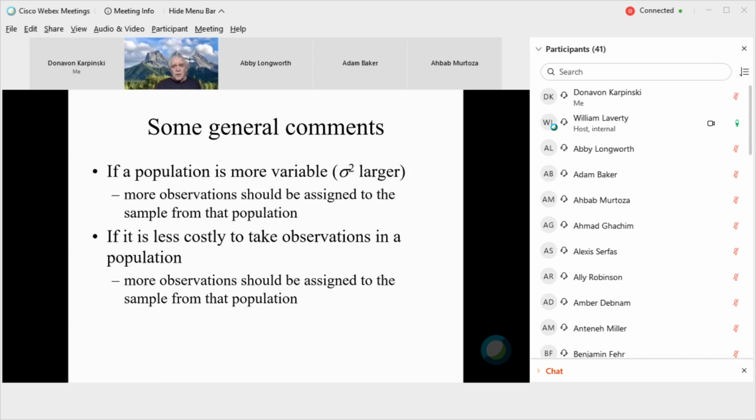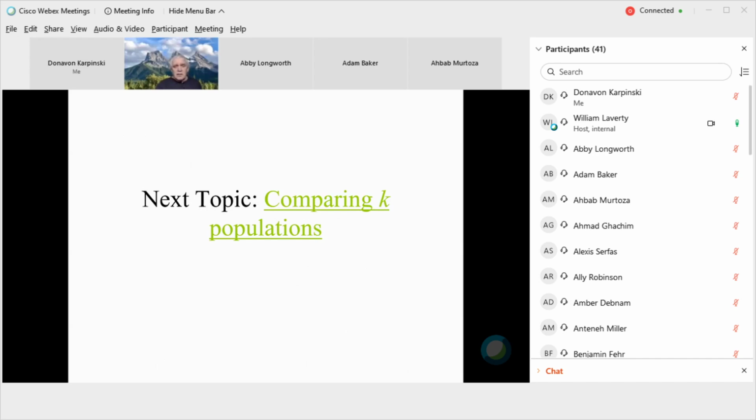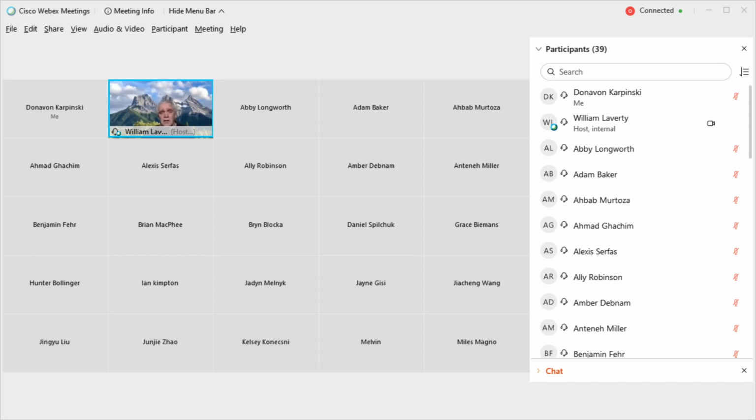Maybe we'll stop at this point. And next time we'll go into the problem of comparing not just two populations, but comparing K populations, more than two populations. So at this point, we'll just end the lecture. And if anybody has any questions, you can ask them now.